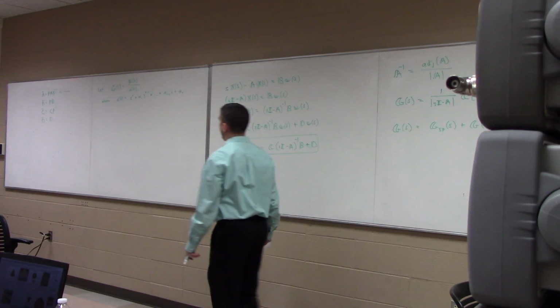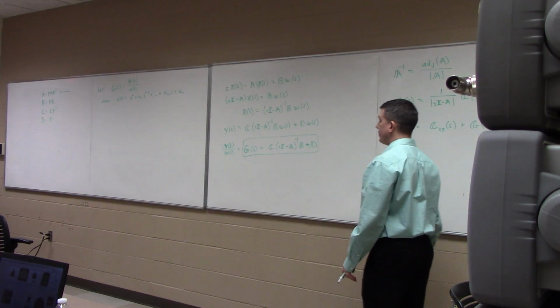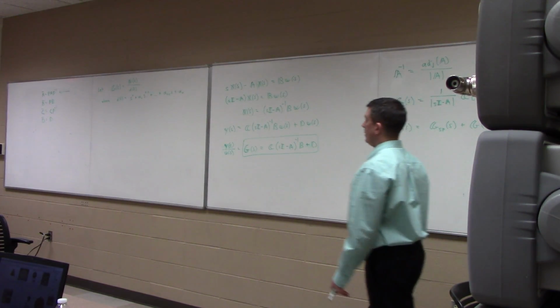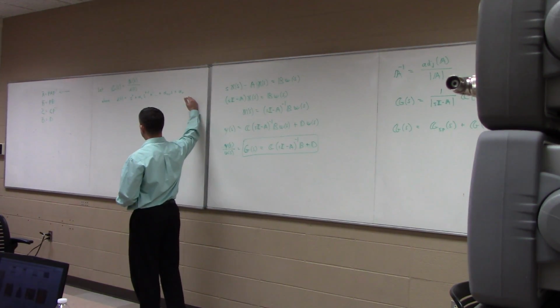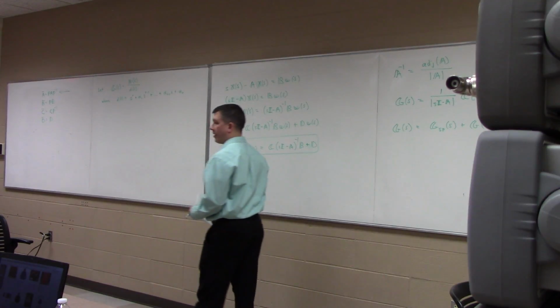Okay, so we're going to divide our transfer function into some numerator over some denominator. My denominator is just going to be some polynomial, okay, of degree r.